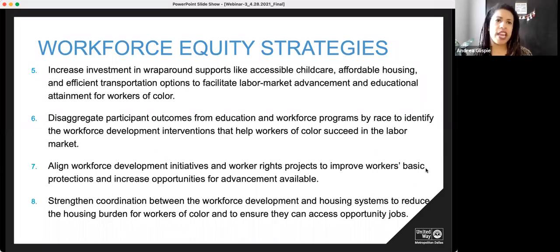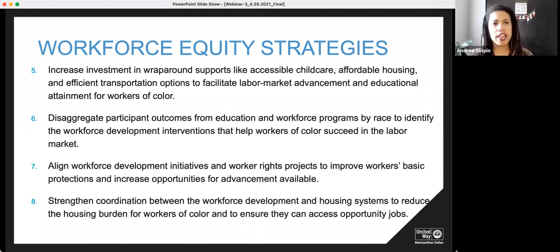The last three recommendations really focus on the system, with recommendation number 6 really spotlighting the need to disaggregate participant outcomes from education and workforce programs by race and ethnicity, so that we can really see who's enrolling in our local programs, how are they faring, are they graduating, are they getting jobs in the industries that they trained for, and are they retaining those jobs?